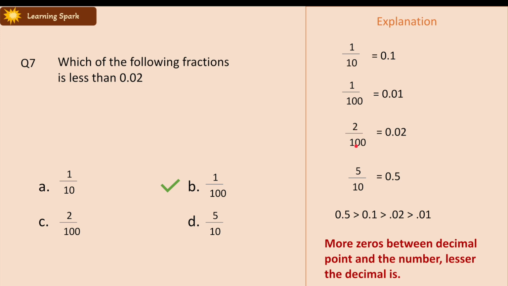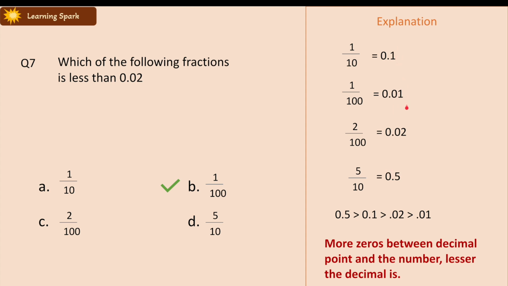Similarly, if it is 2 by 100, then we write 2 and we move 2 places towards the left, so it becomes 0.02. And if it is 5 by 10, we write 5 and then we move 1 place, because there's 1 zero, we move 1 place towards the left, which becomes 0.5. Okay, so we have converted this.